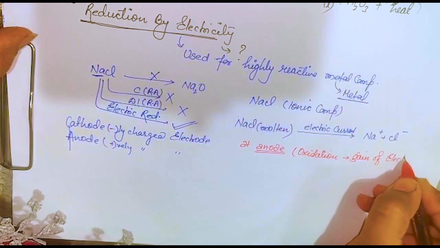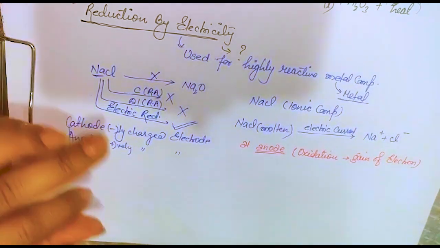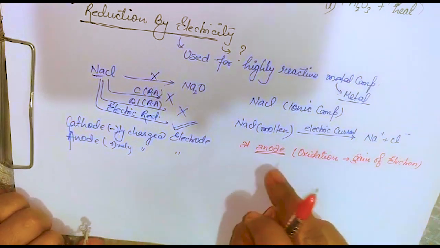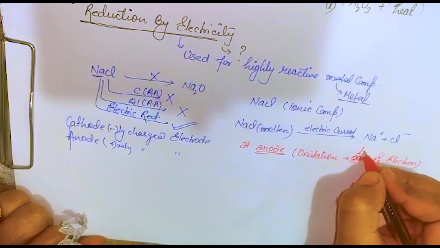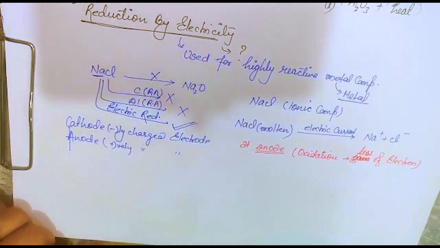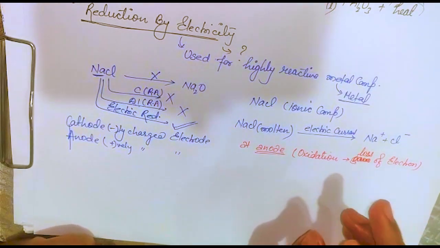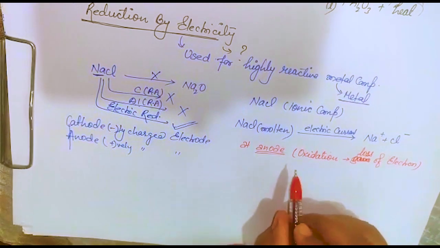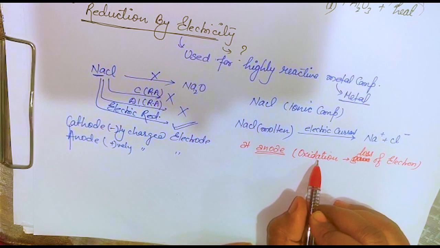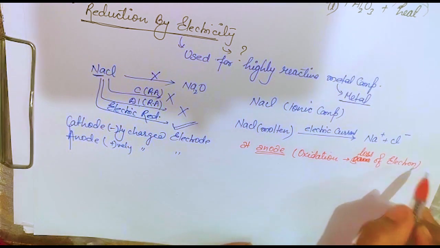Okay, dear. So what will happen? This will gain the electron. Sorry, this is loss of electron. Sorry, mistake. Anode, this is always loss of electron. We have done in first chapter, isn't it? Loss of electron, like this. So at anode, always oxidation will be there, and oxidation means loss of electron.